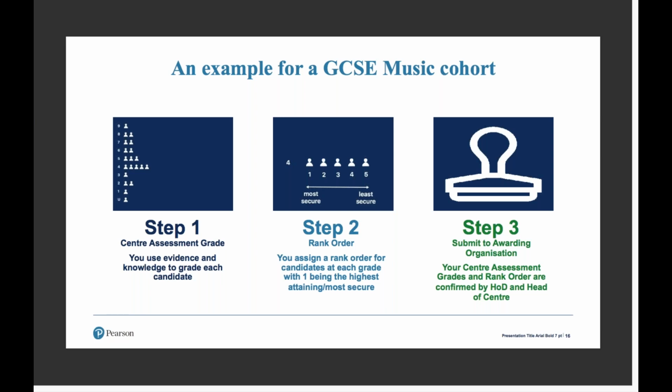Once you've done this for your cohort, you will then assign a rank order within each grade. In this example, we are looking at grade 4, where there are 5 candidates. Number 1 is the most secure candidate, moving down to number 5 as the least secure candidate. This is then approved by your head of department, and head of centre will sign this off and submit to the awarding organisation.